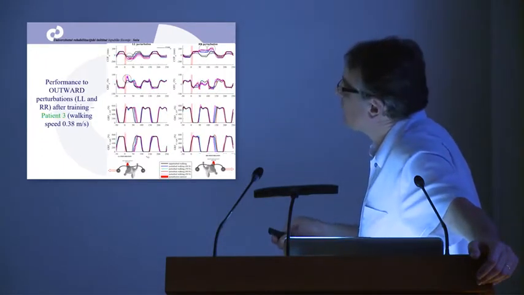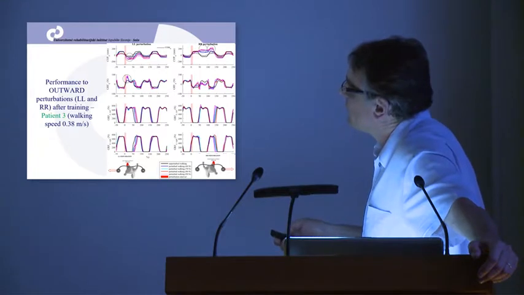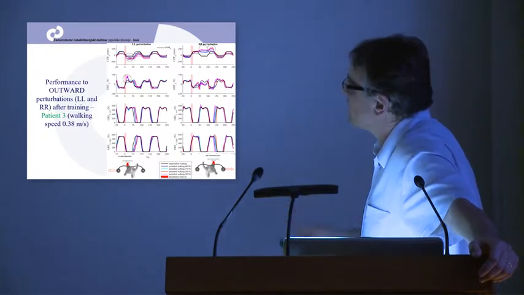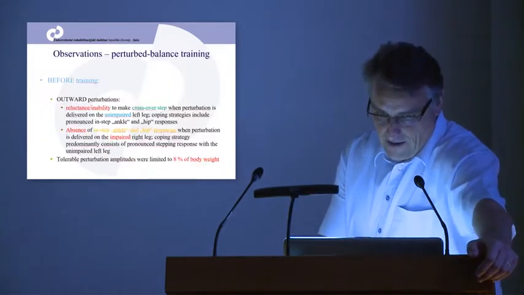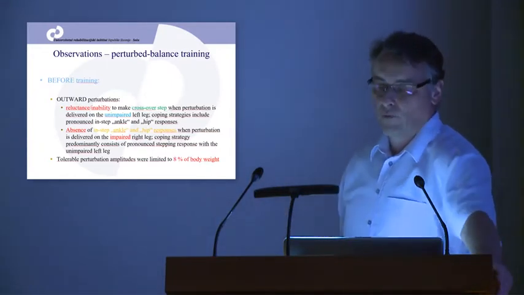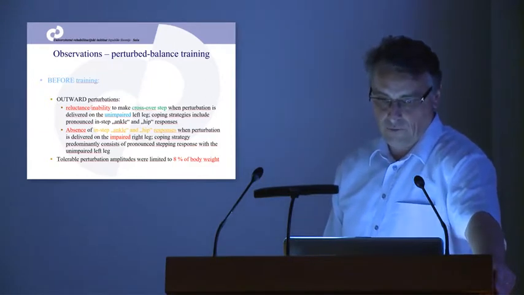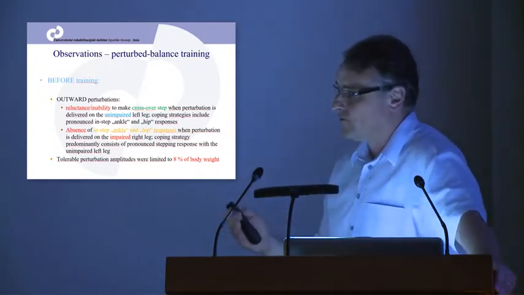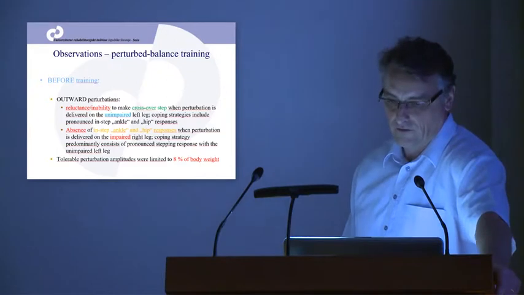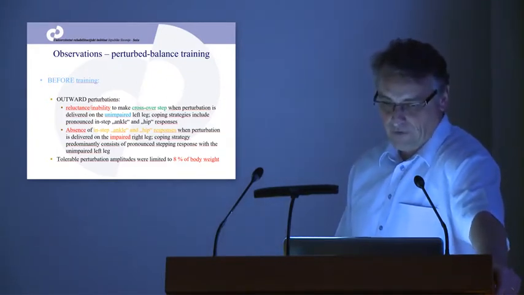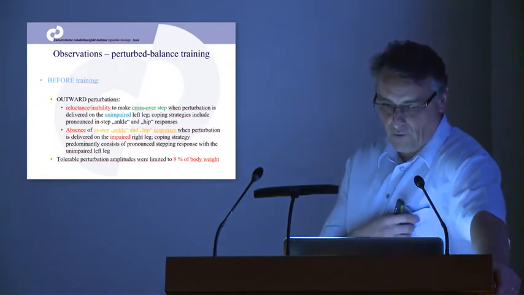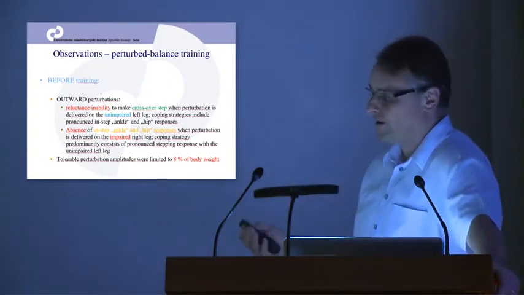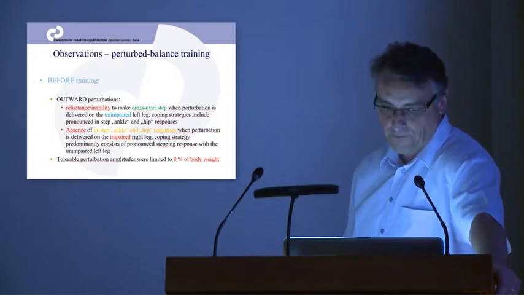And this is the third patient, the one that we had a look at before in more detail. So we see on the left side quite a normal-like response, and on the right side an exaggerated stepping response. So the experience that we gained so far with the patients that underwent this program is that the outward perturbations in the frontal plane are the most challenging and in most cases result in a fall. Before training, the patients have shown reluctance or inability to make the cross step, which is necessary to counteract perturbations of a higher magnitude.